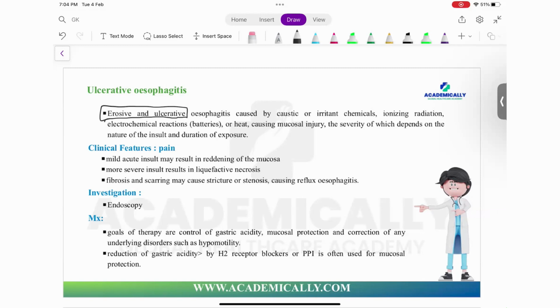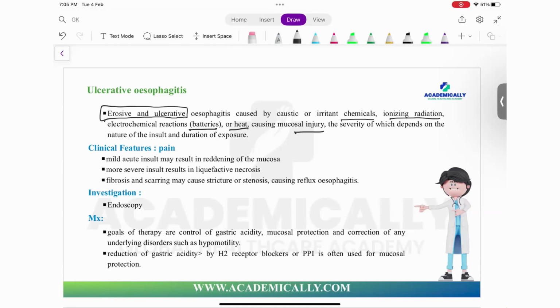So ulcerative esophagitis has various causes. It could be chemicals, such as acids or alkalis, ionizing radiation, batteries, heat, or very hot liquids. These cause mucosal injury, which causes inflammation, and inflammation is many a time followed by fibrosis. It heals by fibrosis, so this can cause strictures also. All right.